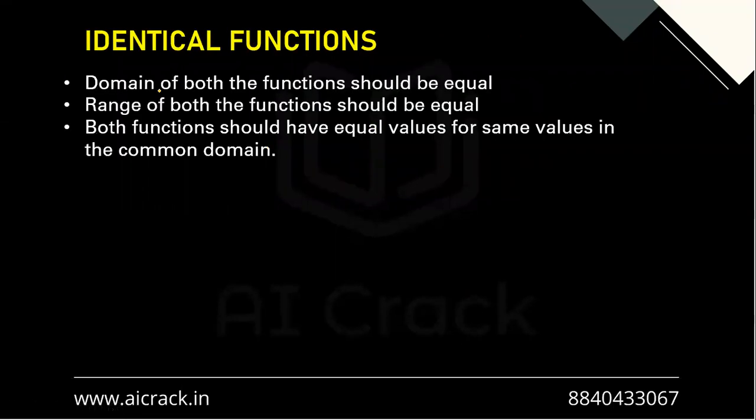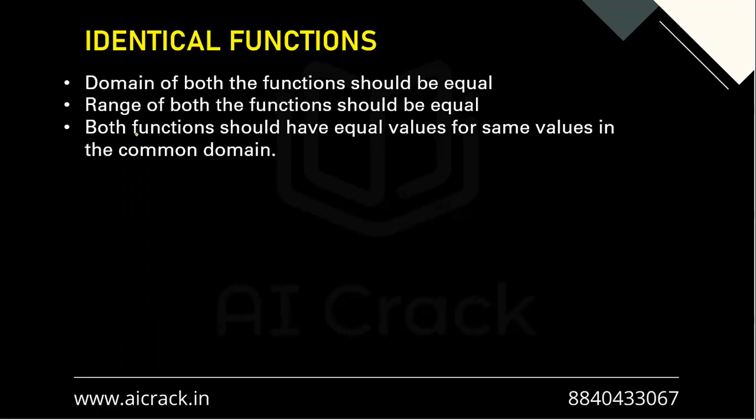So we have three main key pointers for describing two identical functions. The first and second one are domain and range. If both functions have exactly the same domain and the same range, in that case, we can say that these two functions are identical functions. Not completely, but these are the two starting points.